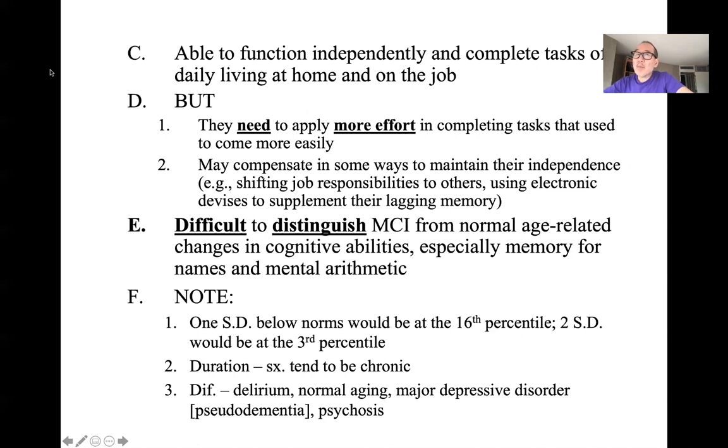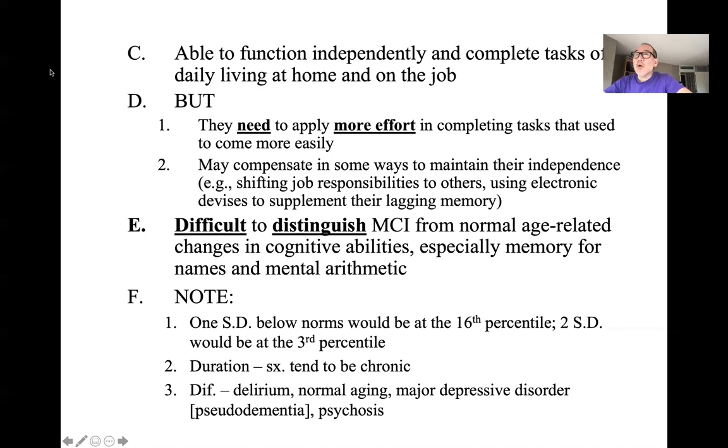Individuals with mild neurocognitive deficits usually can still function independently in completing tasks of daily living: cooking, cleaning, managing themselves physically. But they need to apply more effort or use certain cognitive strategies to remind themselves, even labeling things, like a sign on the stove to shut it off, or to turn off the lights, putting little signs near those items. So there are ways that individuals can compensate for the mild, moderate deficits they're experiencing.